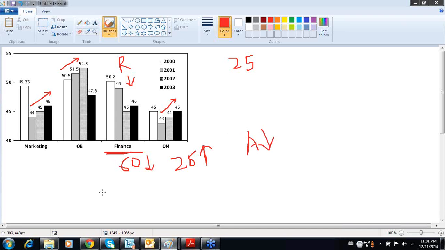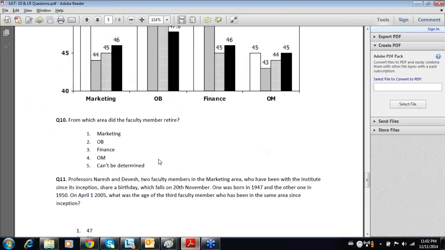Everybody got this till now? Anybody who has a problem with this? Okay. So what is the question we have? In which area did the faculty member retire? We can see that in finance the person retired. So we will go ahead and mark option number 3.